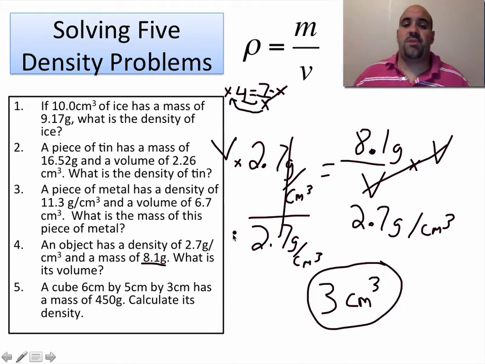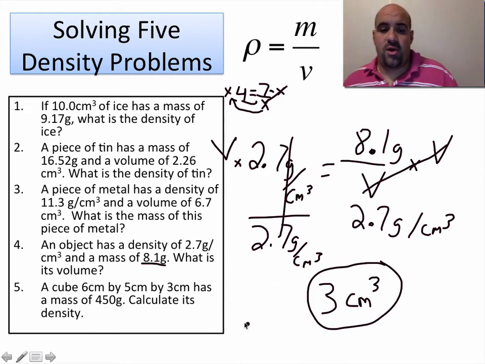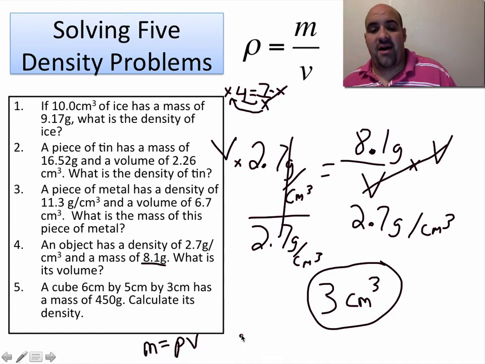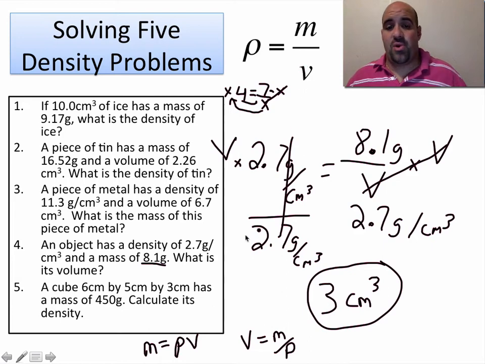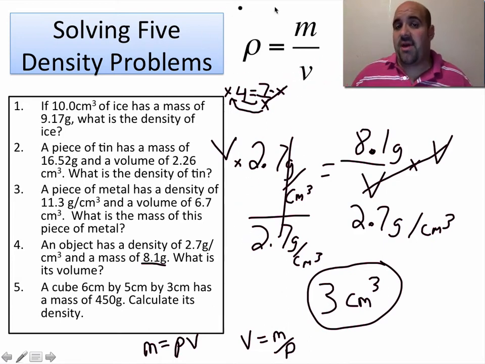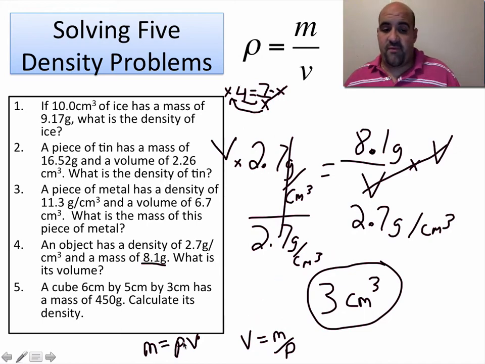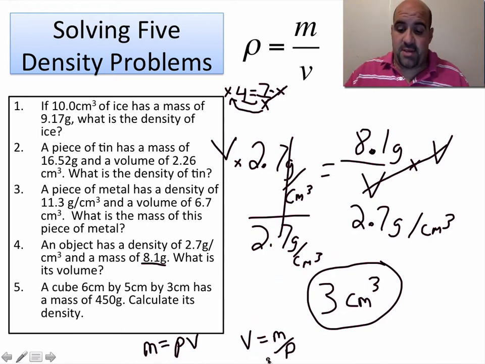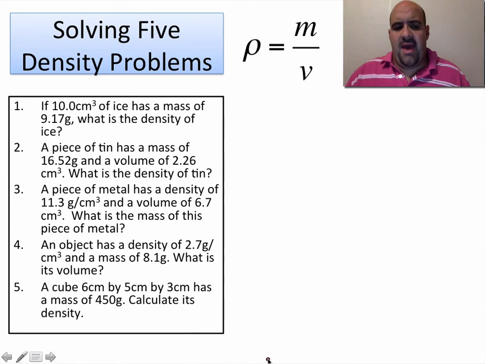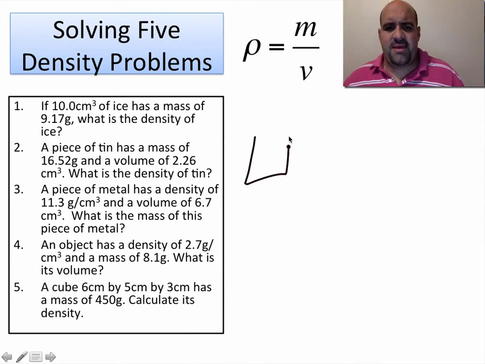So you just have to algebraically manipulate these, or you can know that mass equals rho v, or that volume equals mass over rho. You can memorize these three different formulas, or you can just algebraically manipulate the one formula. That seems a little simpler, a little less memorization, but if you want to memorize the formulas, you have that option as well. And the last one, a cube, 6 centimeters by 5 centimeters by 3 centimeters.